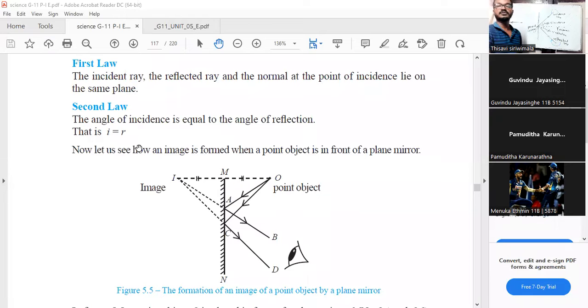So you can write the two laws in the boxes. Hurry up. You can start now. Write in the two laws.